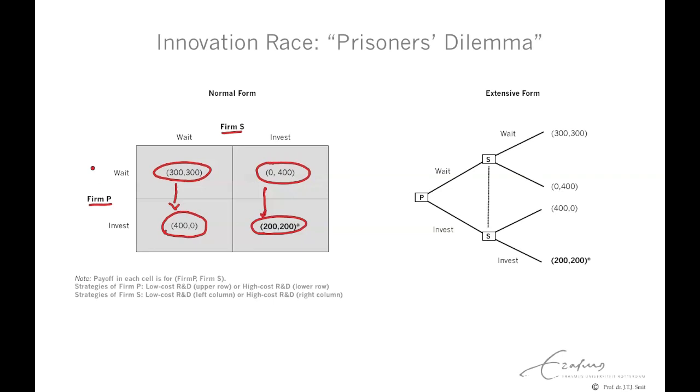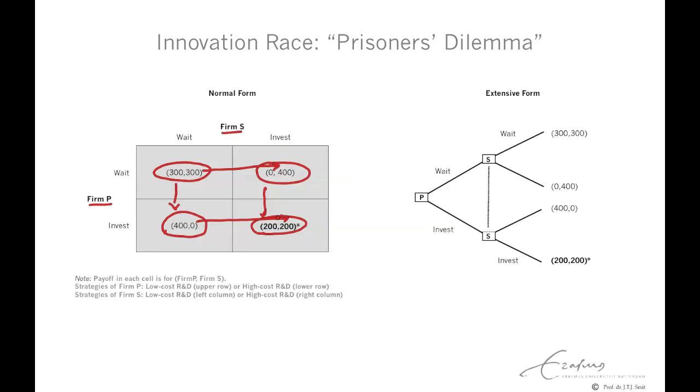We can do a similar analysis for firm S. For firm S, investing dominates waiting, because 400 is larger than 300. And if firm P invests, 200 is larger than 0. So firm S always also has a dominant strategy to invest, independent of the strategy of firm P.